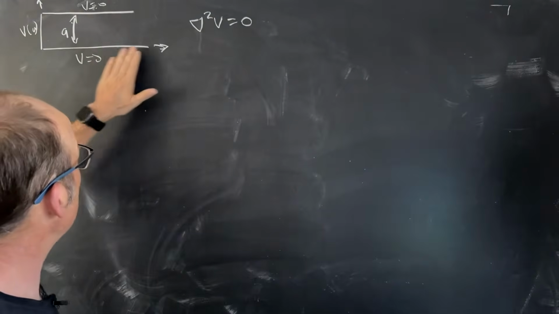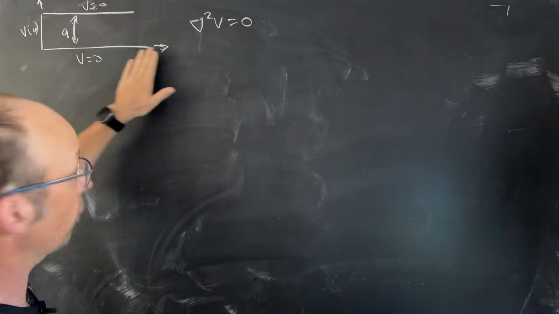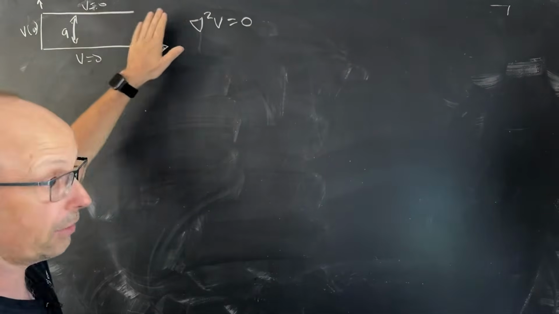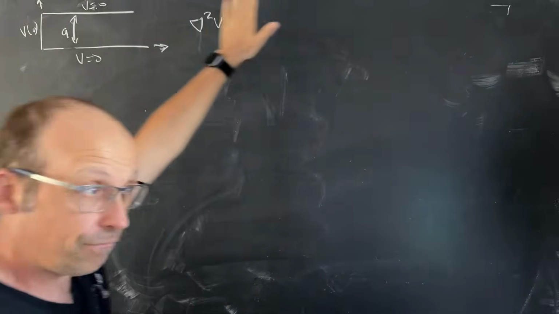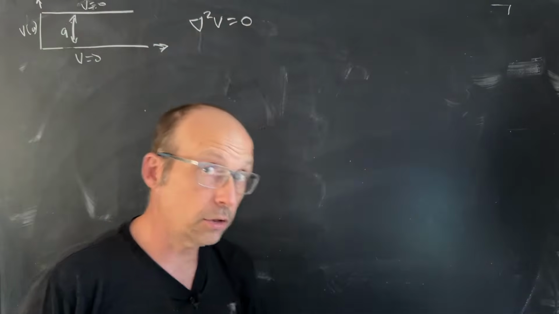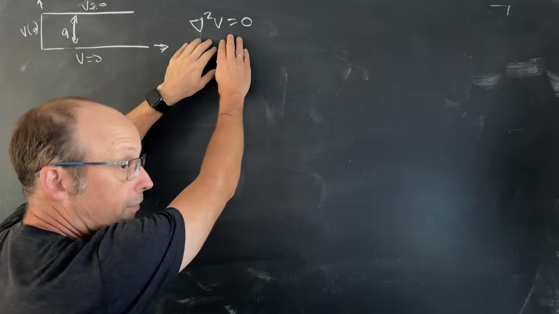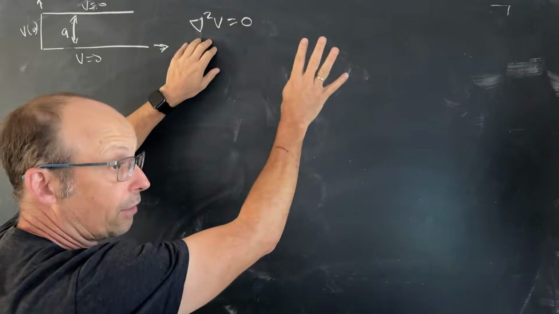And then on this y equals 0 line, the potential is held to 0, and then at y equals a, it's held at 0. And then at infinity, it's 0. So we have 4 boundary conditions, okay? But we want to use those 4 boundary conditions to solve this equation. Let's just go ahead and write down those 4 boundary conditions.